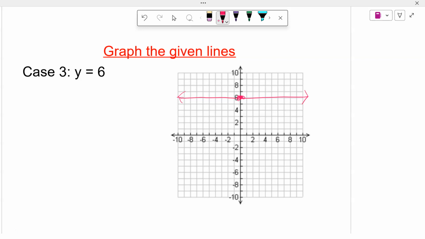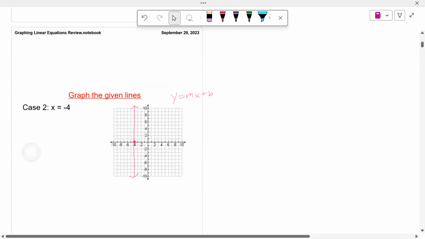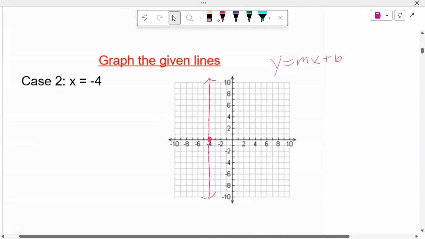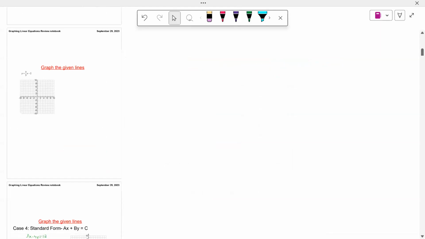Considering having a flat slope, and actually before I forget, just going back, this would be considered having an undefined slope in this case. So let's keep going.